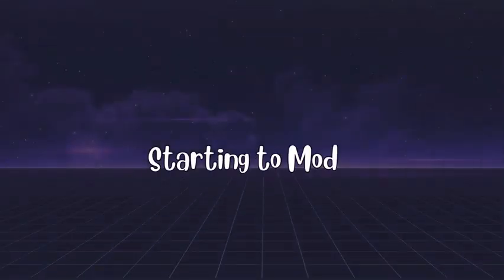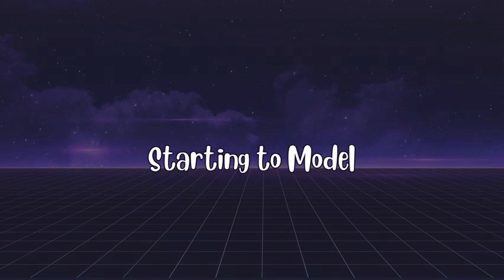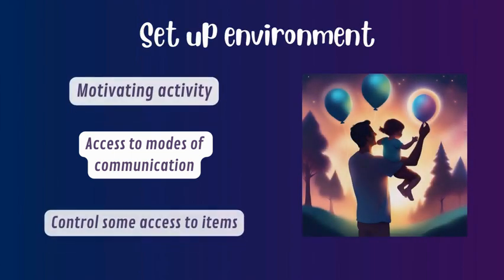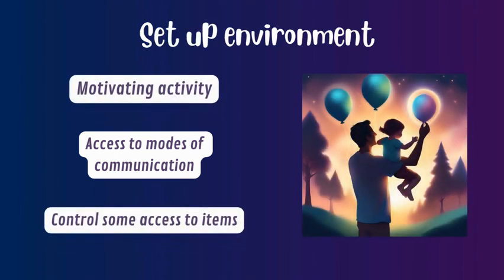Starting to model can be scary. It's new, it's a different way of communicating. But we're going to start slow, and we're going to do it together. One of the easiest ways to encourage communication is to set up the environment. Start with a motivating activity. Make sure your child has access to modes of communication, and then you are going to control some access to items to create opportunities to communicate.